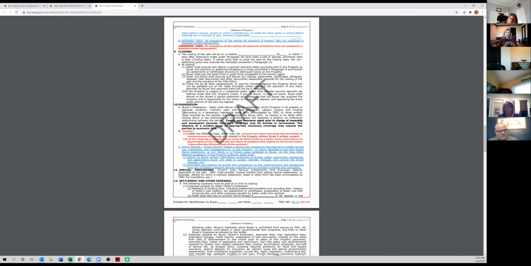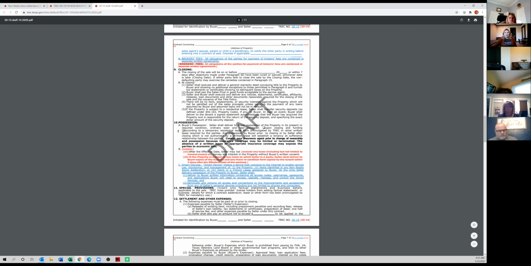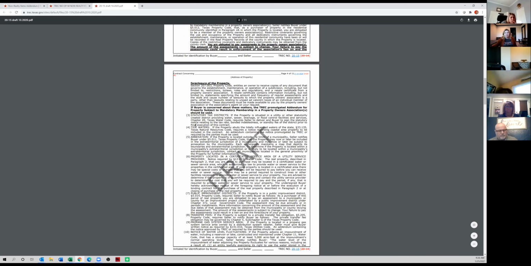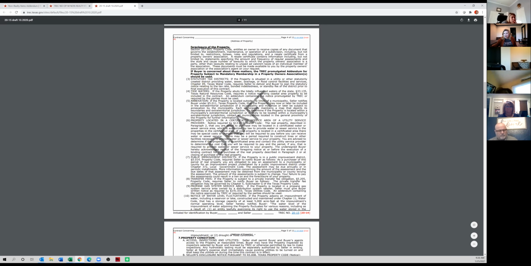I will tell you the TREC contract is pretty silent on the condition of the home being transferred, like how clean it's supposed to be or how cleaned out it's supposed to be. You would want to be very specific about anything that needs to be removed. You could also include it in this paragraph with the repairs.